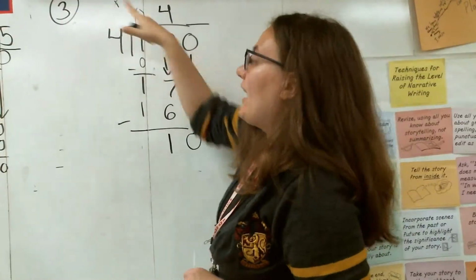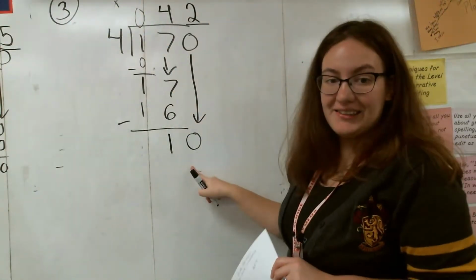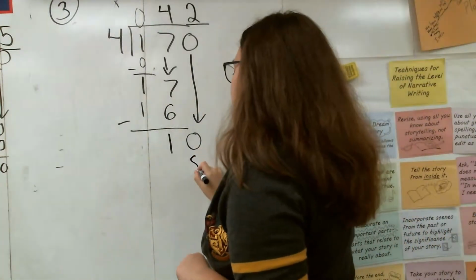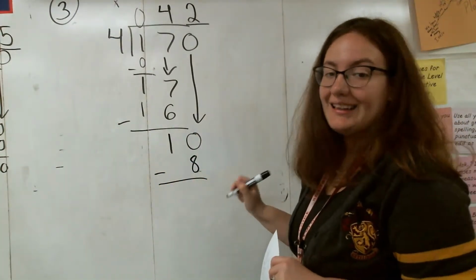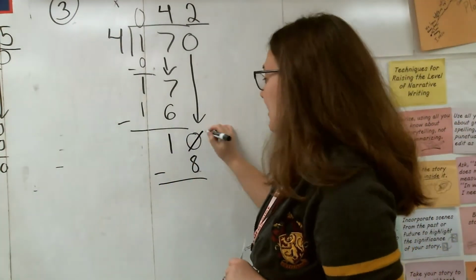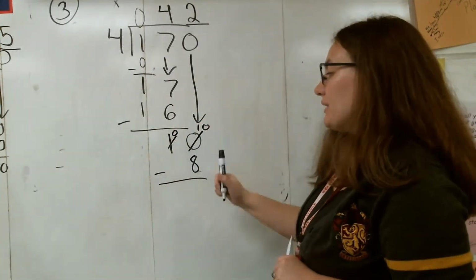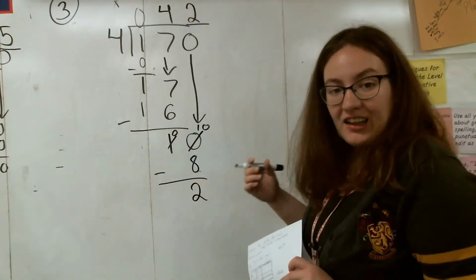Well, 4 times 2 is 8, and 8 is as close as we're going to get to 10 without going over. So I'll put an 8 right here. And then I'll do 10 minus 8. 10 minus 8, I borrow from the 1, that becomes 0. This 0 becomes a 10. 10 minus 8 is 2, and I still have a remainder.